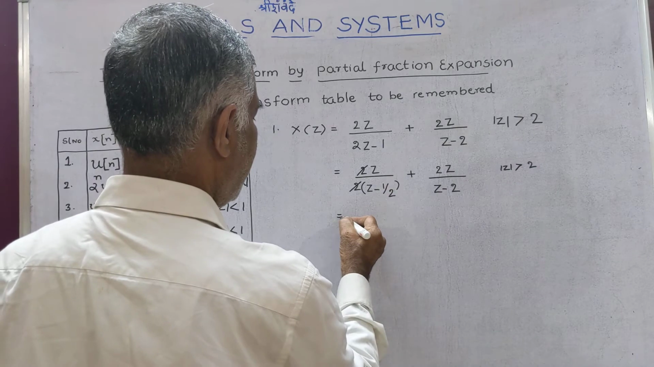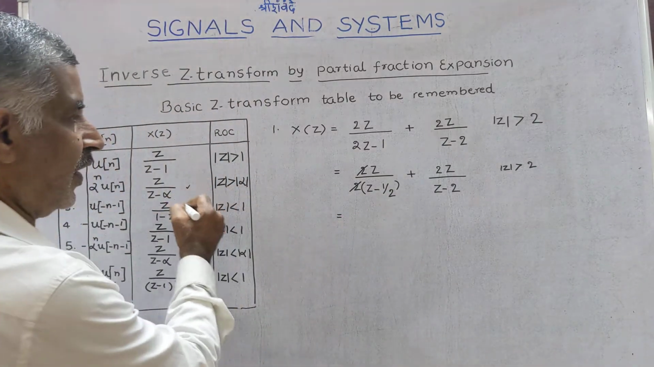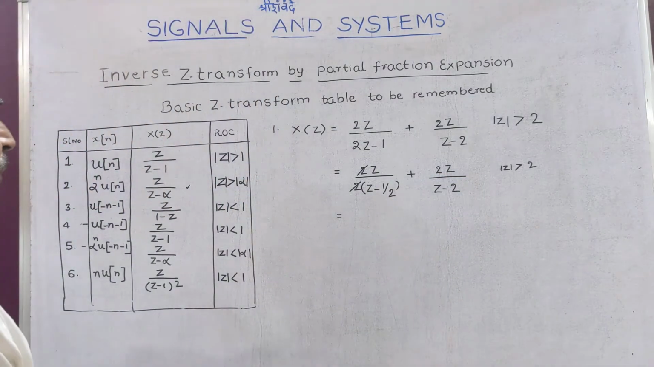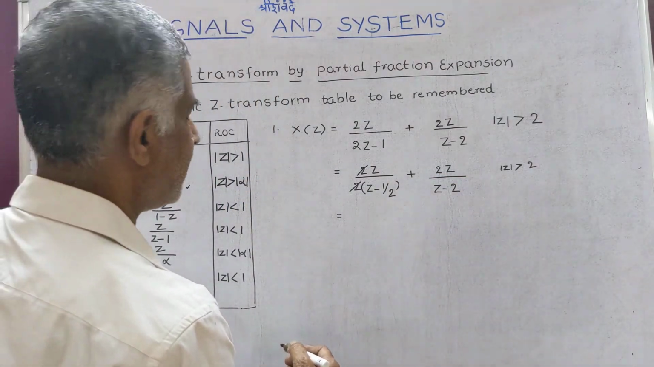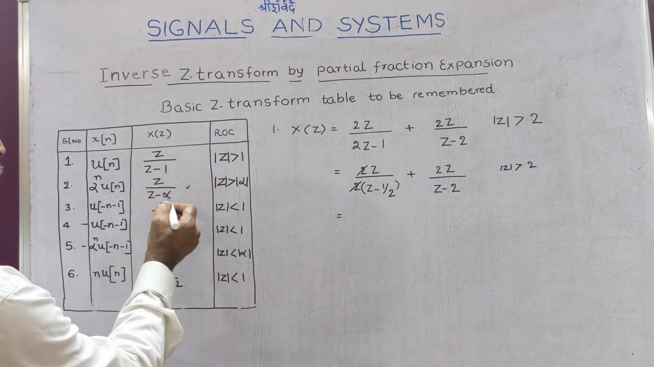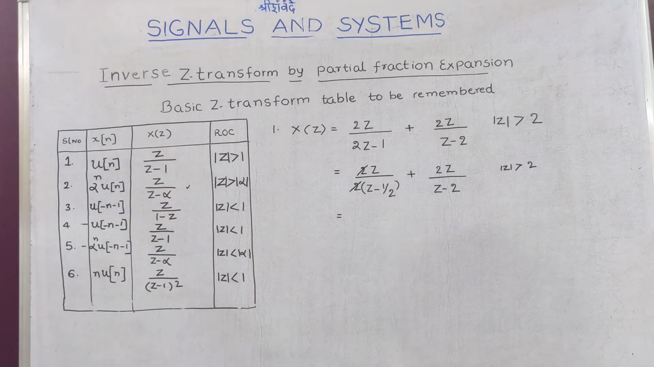Having chosen the form, now what about this next one? Before writing, you have identified this. Next, this one: 2 into z by z minus 2. So this is also of this form.